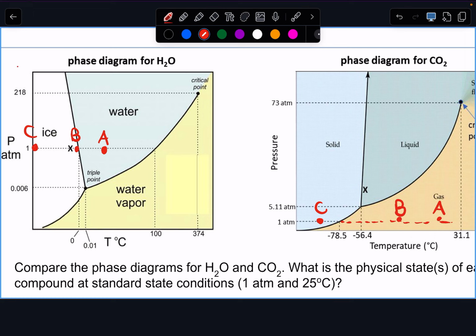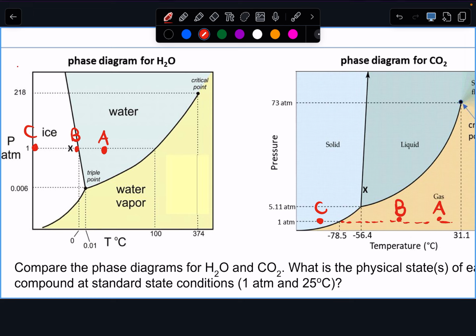Then you want to look at the temperatures. So the first one was 25 degrees C. So water is a liquid at that state. That shouldn't be surprising. That's what we're used to. CO2 is a gas at that state. So wherever the pressure and temperature are, you look at what phase that's in. Okay, so it's in the gas phase here. It's in the liquid phase there.